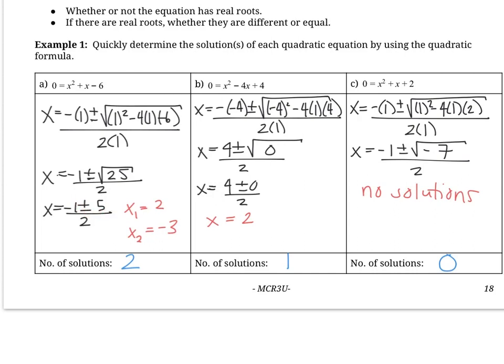So in this example, we had -1 plus 5 divided by 2 and -1 minus 5 divided by 2. So in summary, what is underneath the square root is called the discriminant. If the discriminant is negative, then there are going to be no solutions. If it's equal to 0, there'll be one solution, and if it's positive, there'll be two solutions.